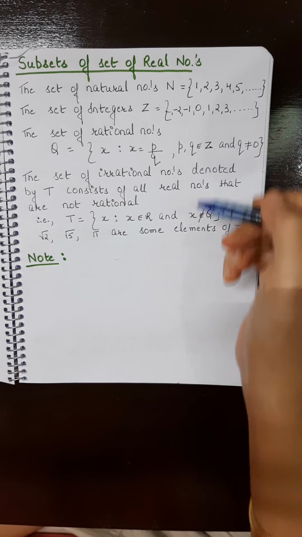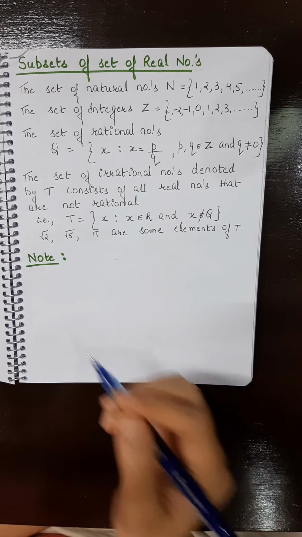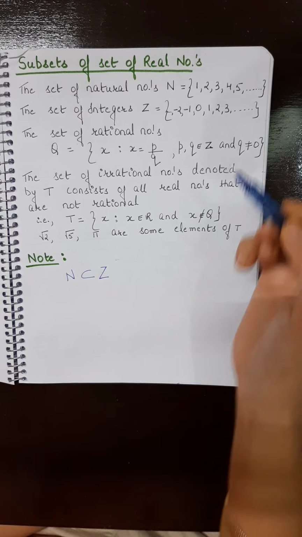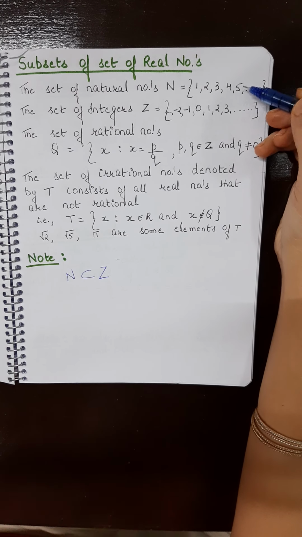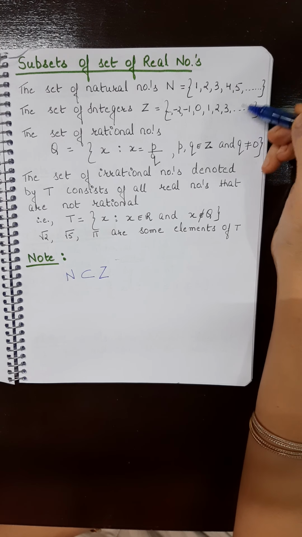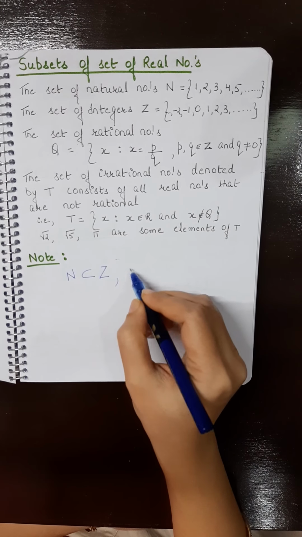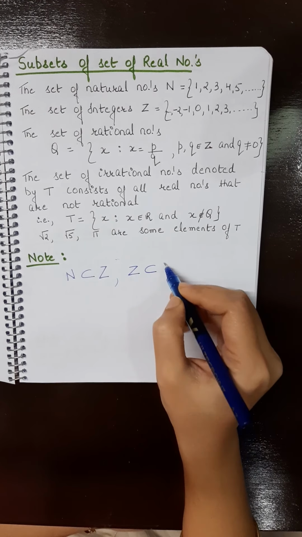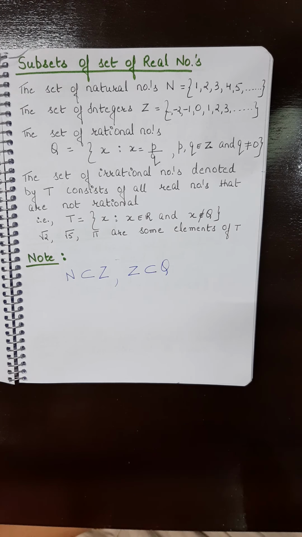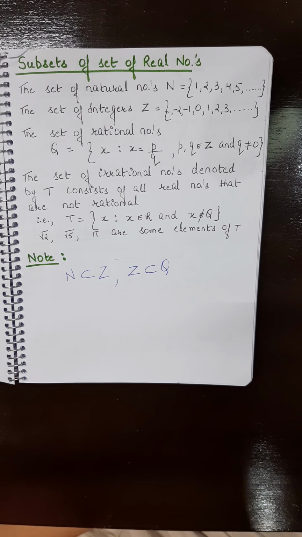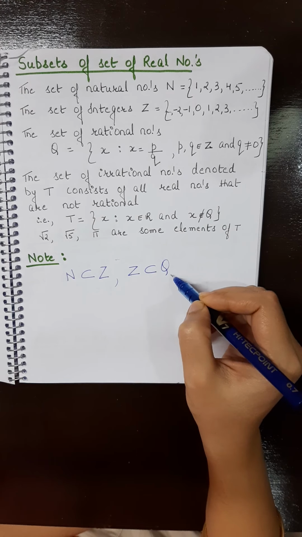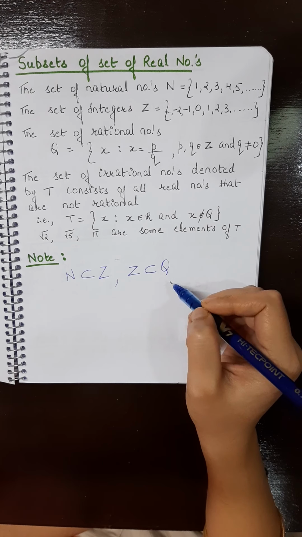Now there is a relation between these sets in the form of subsets. Can I say that N is a subset of Z? Yes. Every natural number is also an integer, but not conversely. The set of integers is not a subset of N. Next, the set of integers is a subset of Q, the set of rationals. Yes, because you pick any integer, just put the denominator to be 1, and it will become a rational number. Again, not conversely, because I can find a rational number which is not an integer. For example, 3 by 2.